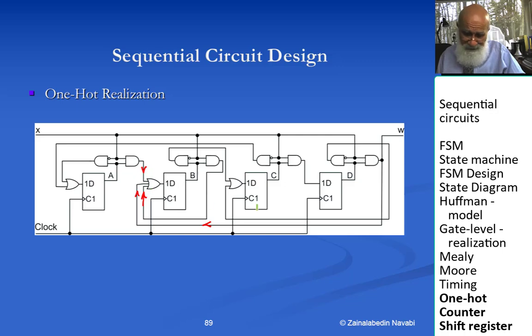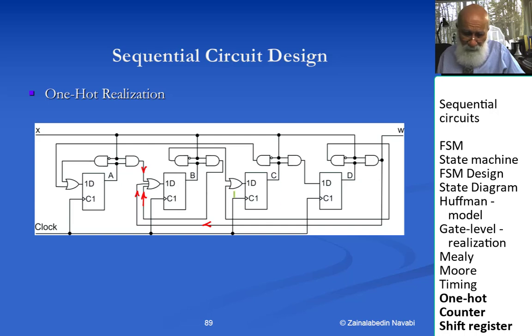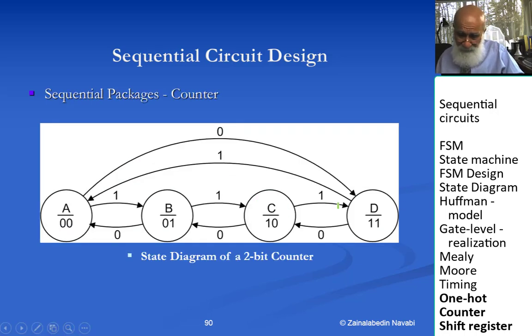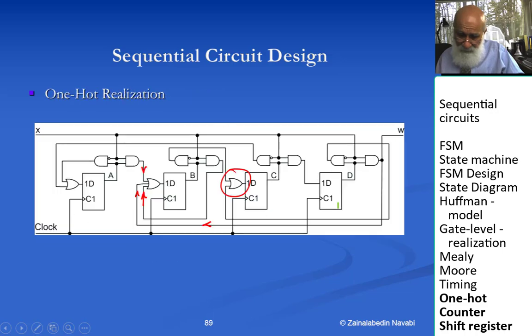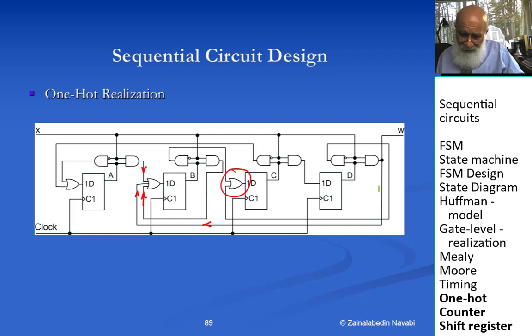For state C, I have 2 edges, and therefore I have an OR gate with 2 inputs, this one over here. For state D, I only have 1 edge going into it, and therefore I have no need for an OR gate. But if I did have an OR gate, it would just be a 1 input OR gate.